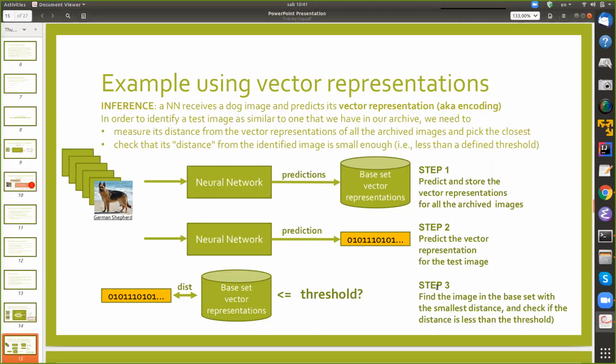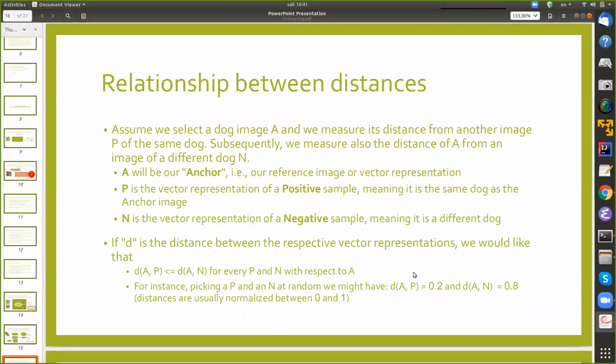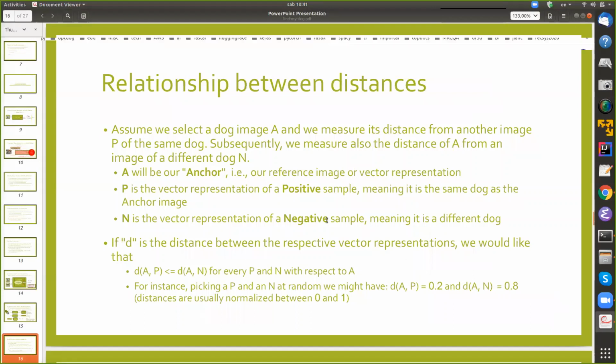It is key, the distance or the similarity concept that I have to use in order to measure the difference or the distance between the test image and the images in the dataset, in the archive, sorry. So what is the relationship between the distances? I will introduce a terminology that will be useful for describing the solution. And there will also be some formulas.